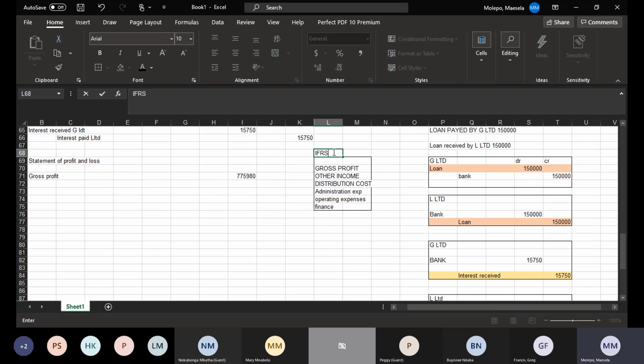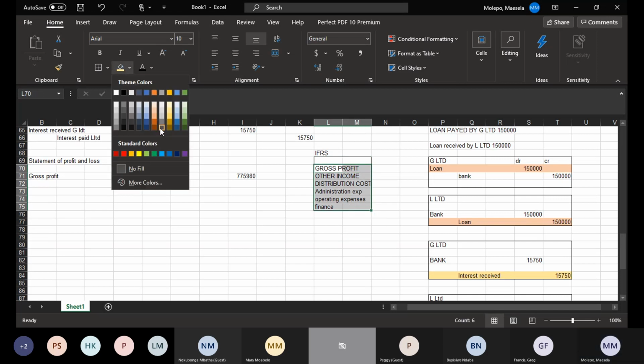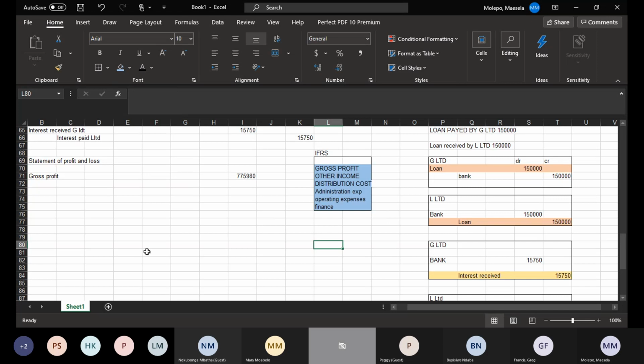Because here you saw that they give you a gross profit, the other income, then the expenses. You're not gonna present it one by one. You have your gross profit, you have the other income, and then now you have the depreciation as a one-line item, staff cost as a one-line item. No, you have to amalgamate them because you're gonna present it according to the IFRS method as required. So now if we have a gross profit of 775,980, then we're gonna have the other income.